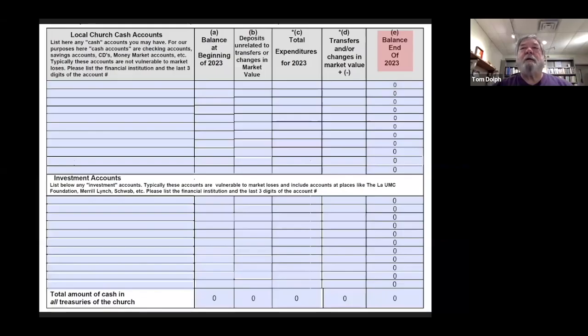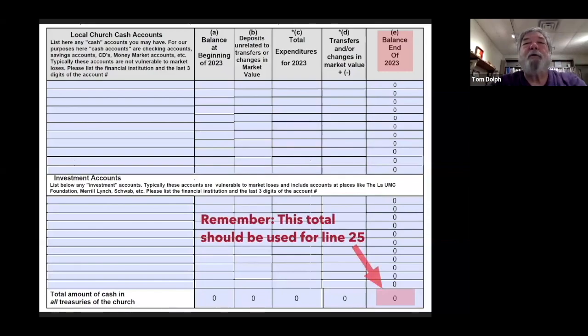And if you total all the columns, the total of column E and the total of the row total amount should be the same. If you go down or you go across, that number should be the same. That number is the number for line 25 on table 2. That is your liquid assets. That is how much cash your church has.